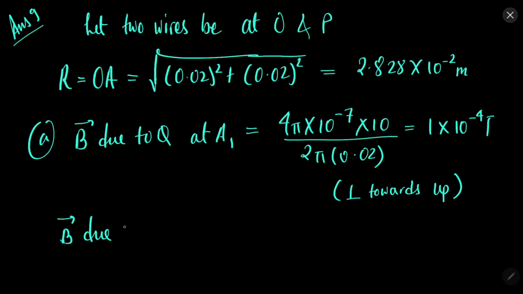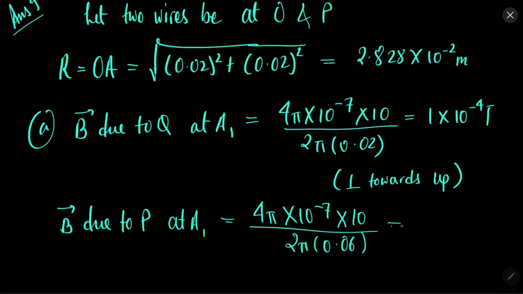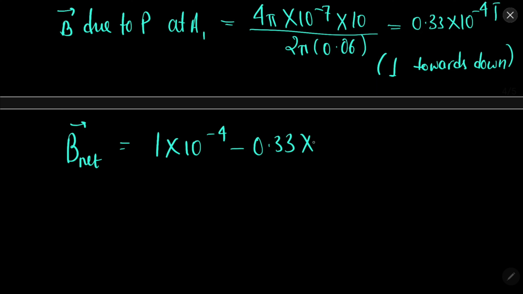Then B due to P at A1, so it will be 4 pi into 10 to the power minus 7 into 10 over 2 pi, and distance is 0.06. So it will give us 0.033 into 10 to the power minus 4 Tesla, perpendicular towards down. So net magnetic field will be 1 into 10 to the power minus 4 minus 0.33 into 10 to the power minus 4, which will give us 0.67 into 10 to the power minus 4 Tesla.